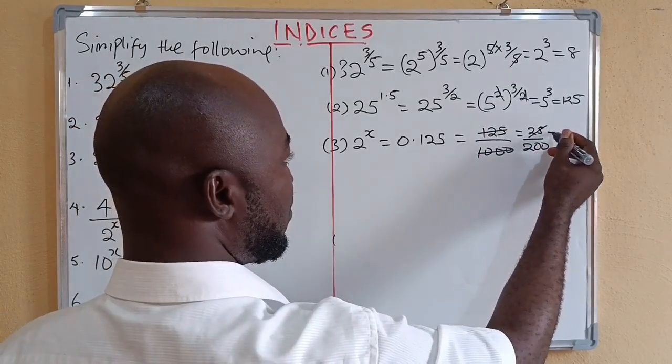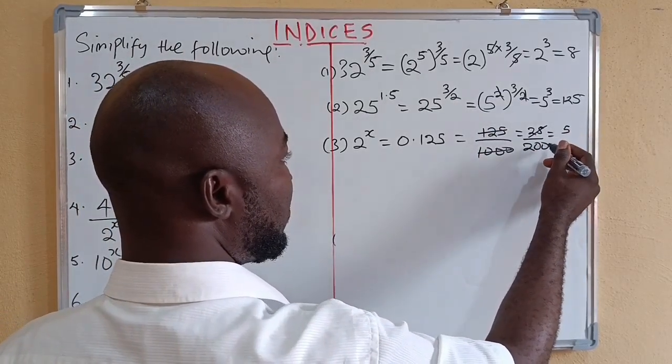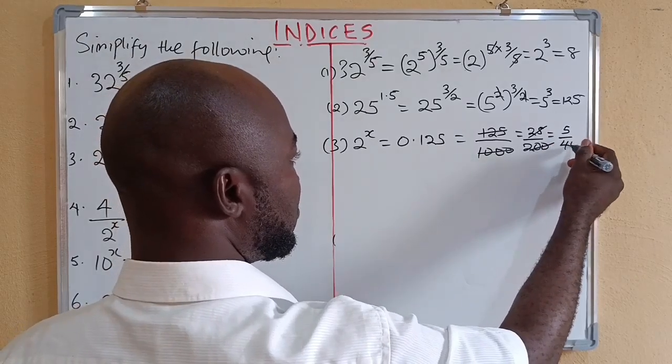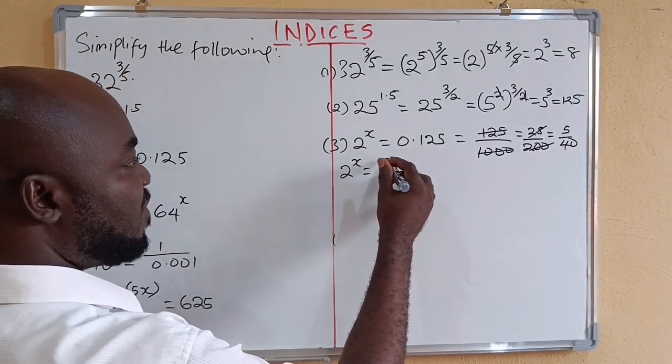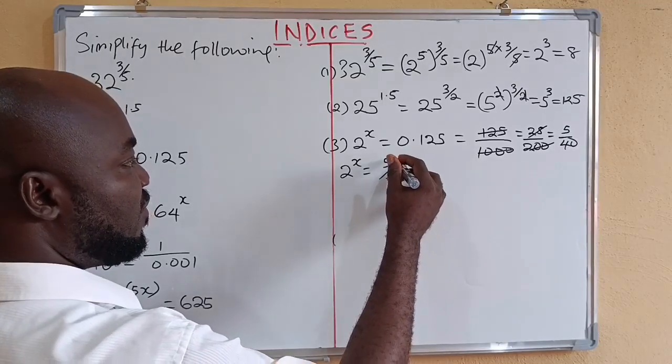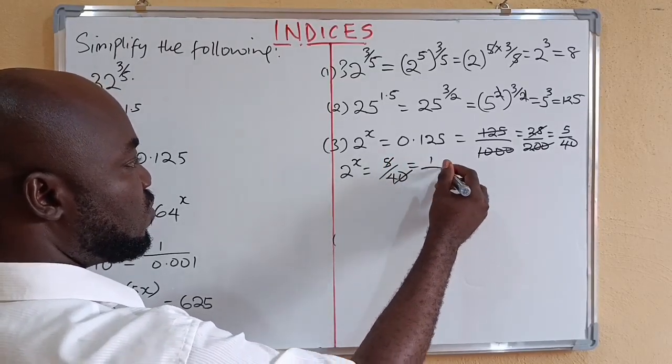Now 5 goes here will give you 5. 5 goes here will give you 40. So that means my 2 to the power of x will give me 5 over 40. 5 goes into 5 will give you 1. 5 goes into 40 will give you 8.